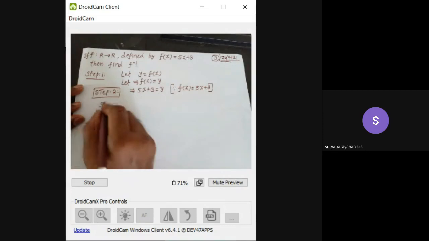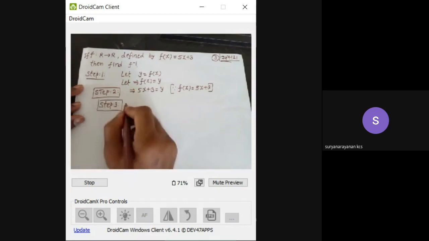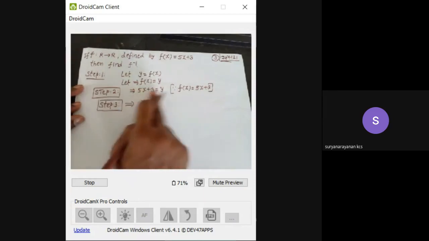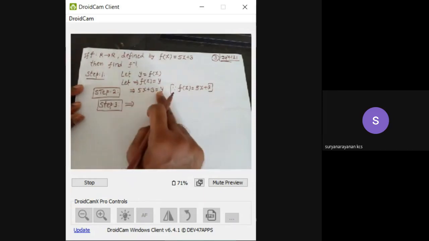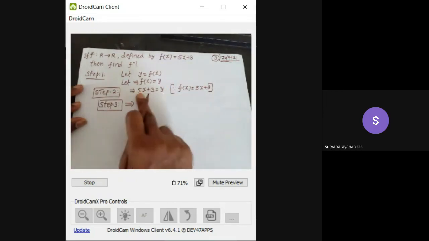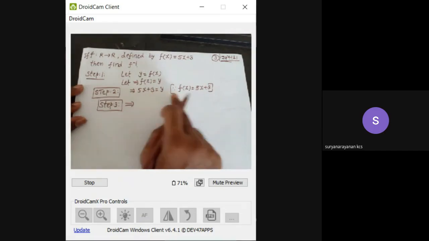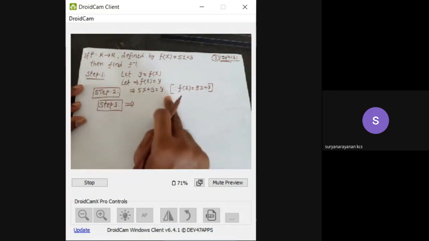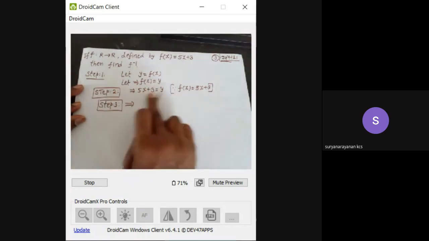Now step 3: from this equation, we have to find the value of x in terms of y. How do you find it? Can you tell me? Can you find the value of x from this equation, my dear children?